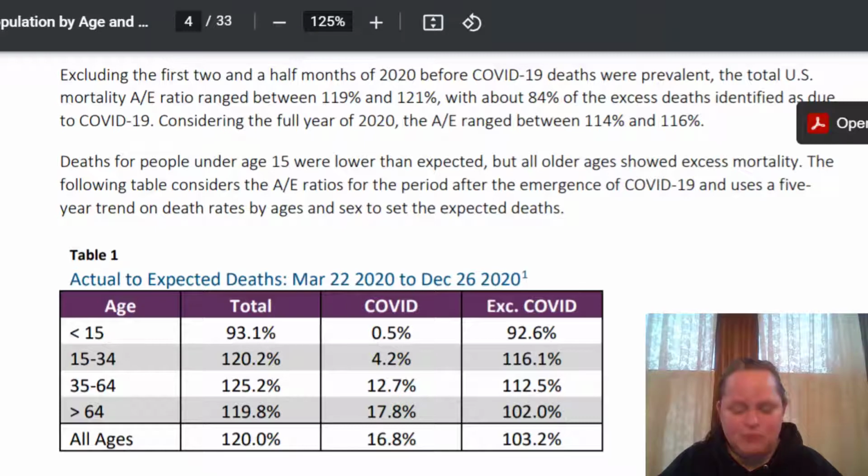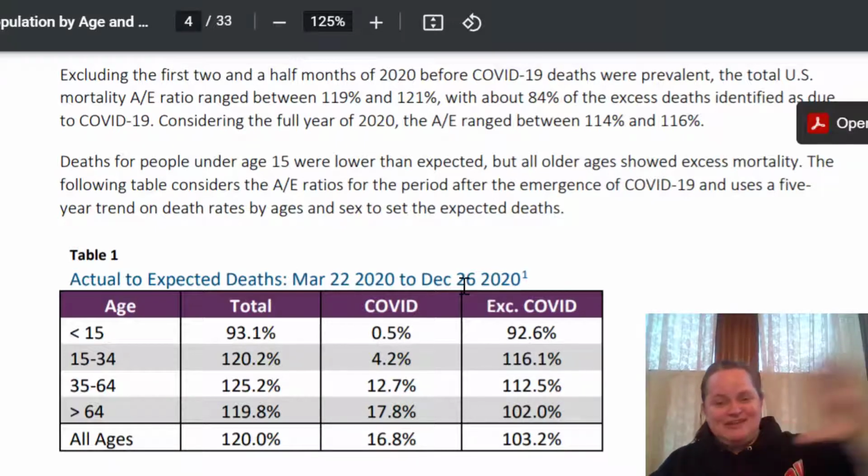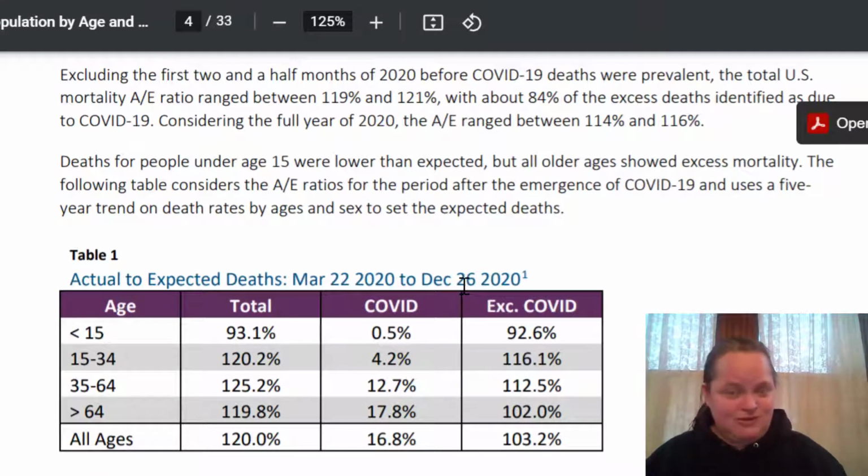So let's start with this table 1, actual to expected deaths. And let me explain this. He developed the expected number of deaths for 2020, basing this off of the population at each age group and what we expected the base mortality rate for that age group to look like for 2020. And then looked at, notice they did it from March 22nd to December 26th. So this excludes all of that normal mortality that was in January and February 2020, and actually most of March.